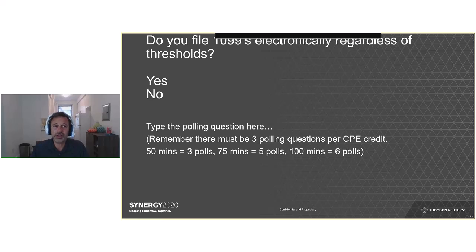So we're going to go to our first question. You should be able to answer this now as you're viewing this live. Do you file 1099s electronically regardless of your thresholds? Yes or no? So if you're under 250, would you still file electronically? So we'll wait as the polls come in. In my experience, and I'll ask Jerry to comment as well, the majority of companies I see still will file electronically even if they're under 250, just for ease of filing. I don't know what you're seeing, Jerry.